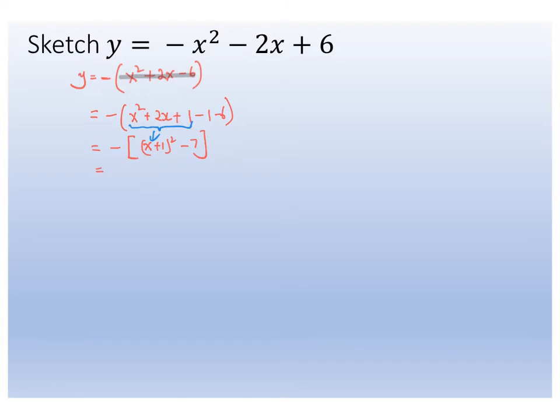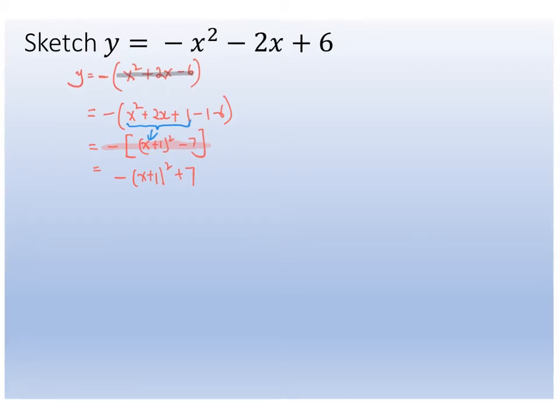Now, this one here is not quite the turning point form yet. What I want to do is bring it back to turning point form by multiplying the minus into the square bracket. Therefore, I have got minus, oops, I want to use a red color, minus x plus 1 all squared, minus times minus is plus 7.